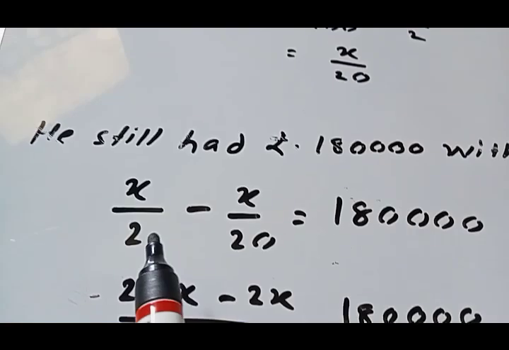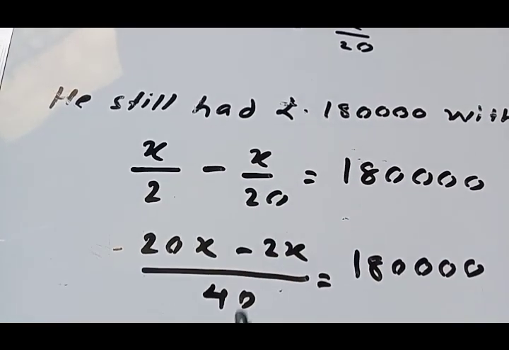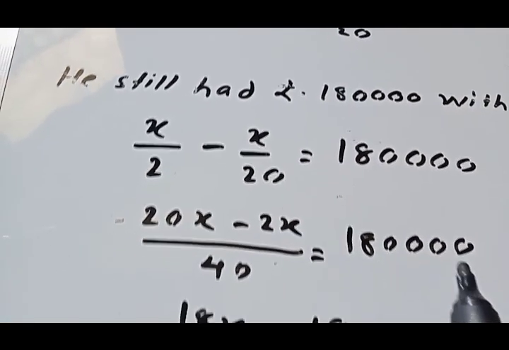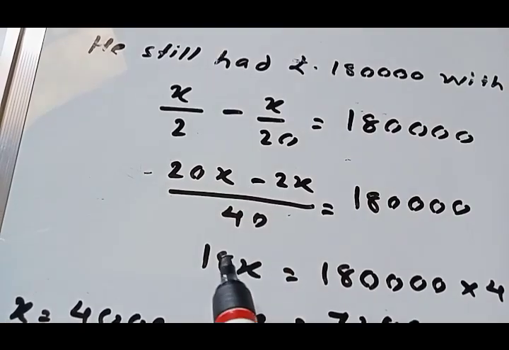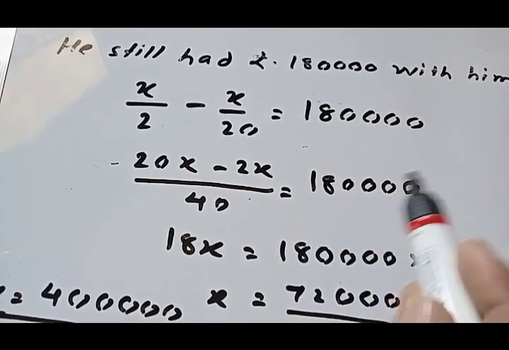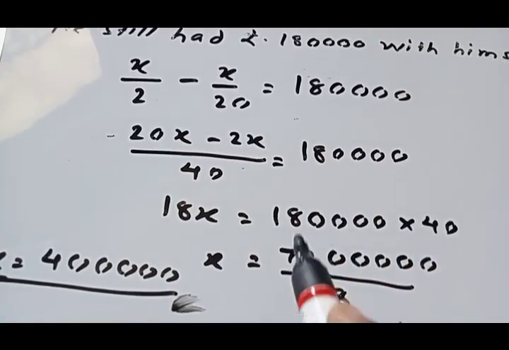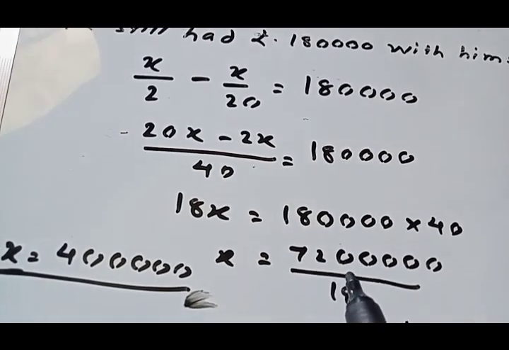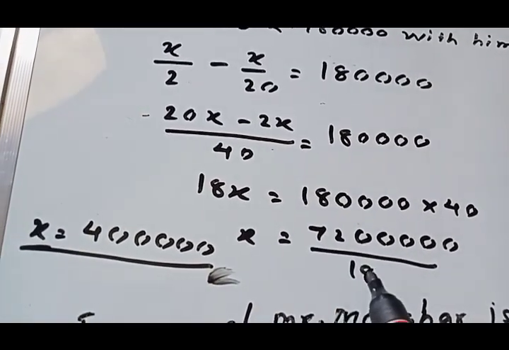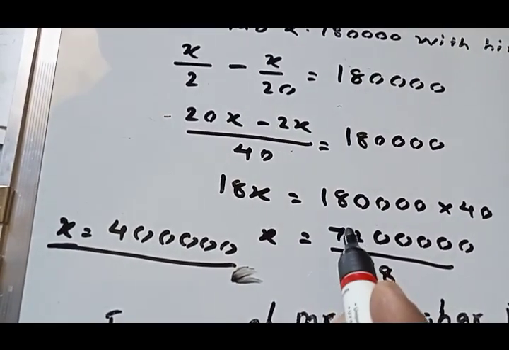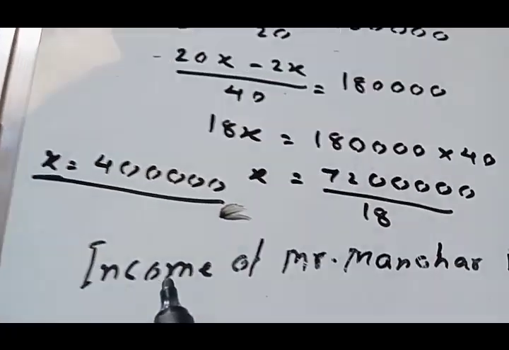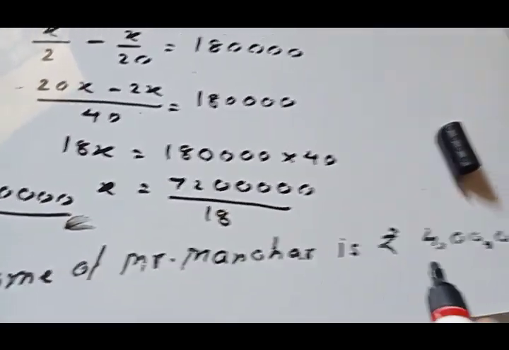Taking the cross LCM 20: 20X minus 2X upon 20, that is 18X upon 40, equals 1,80,000. So subtracting, 18X equals 1,80,000 into this 40 upon 18. So X equals 4 lakh. So the income of Mr. Manohar is rupees 4 lakh.